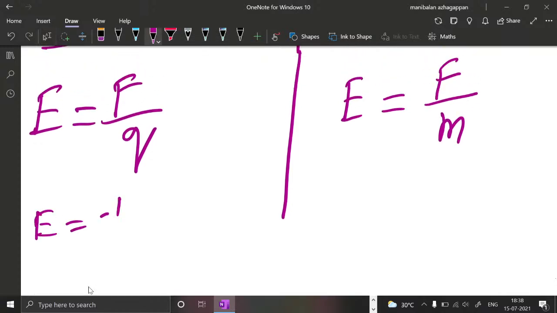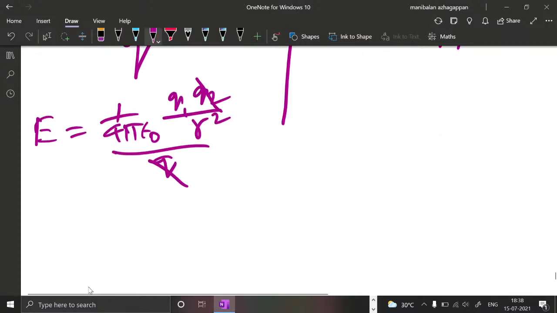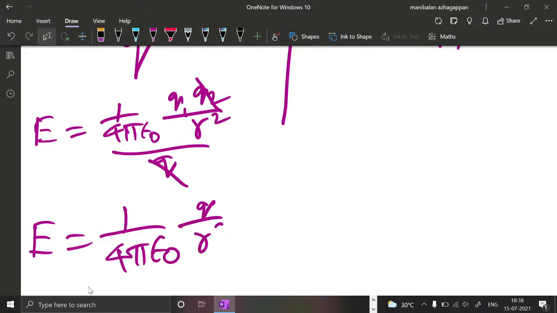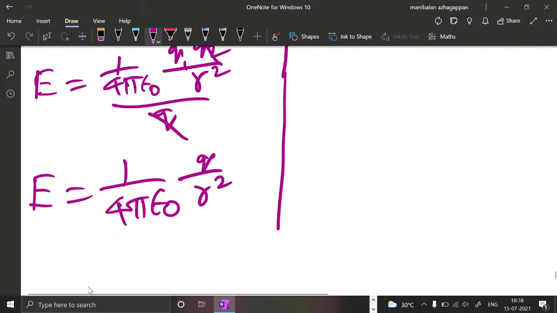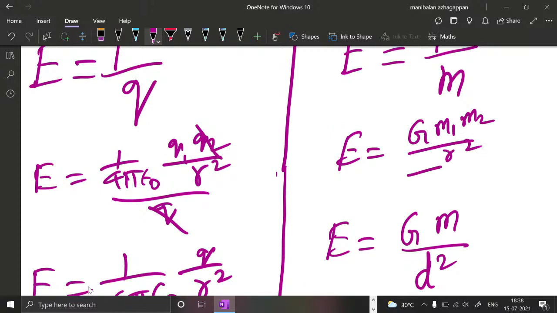E is equal to 1 divided by 4 pi epsilon naught, q1 q2 divided by r square, divided by q. Q gets cancelled. So the electric field formula is 1 divided by 4 pi epsilon naught, q divided by r square. Same for the gravitational field, it's going to be G times m divided by d square or r square, whatever you want. Simplification: F is equal to G times m1 m2 divided by r square, divided by m, m gets cancelled. This is what we can get, d square or r square, whatever you want you can take as the distance.